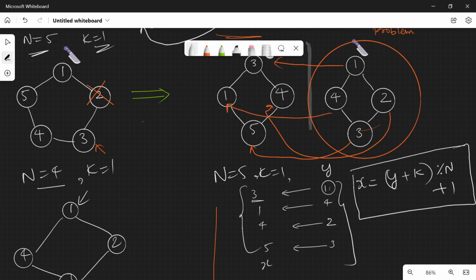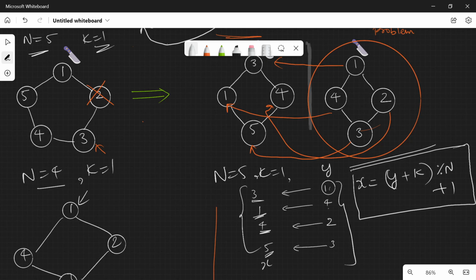Now let's substitute 4 here. 4 plus 1 mod 5 is 0. 0 plus 1 is 1. Yes, it works. Let's check for 2. If we substitute 2, 2 plus 1 is 3, 3 mod 5 is 3, plus 1 is 4. Yes, it works. And for 3, 3 plus 1 is 4, 4 mod 5 is 4, 4 plus 1 is 5.